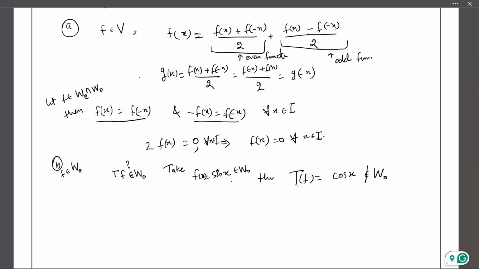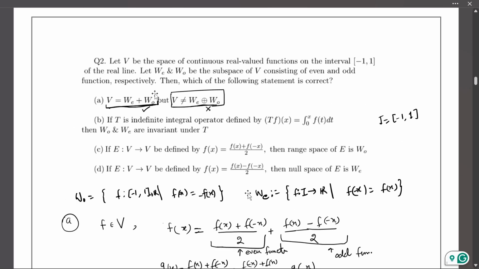But I suppose giving a counter example is best. I know my idea, but that will not be good for you to hear. But okay, this is a good counter example. So W_o is not T invariant, so this statement is totally incorrect. Even if W_e is T invariant, I don't care. They are saying both are T invariant. So this is wrong, so this is incorrect.